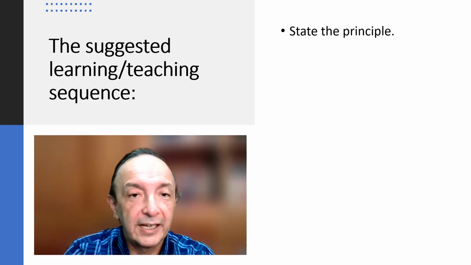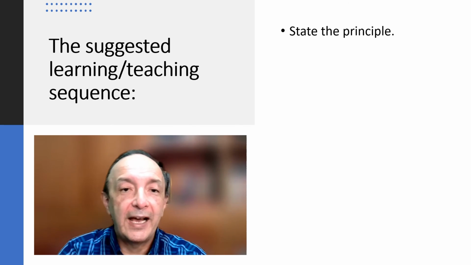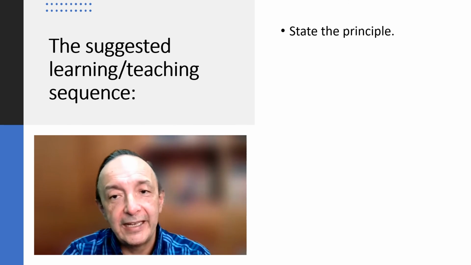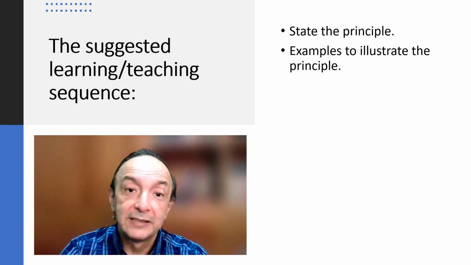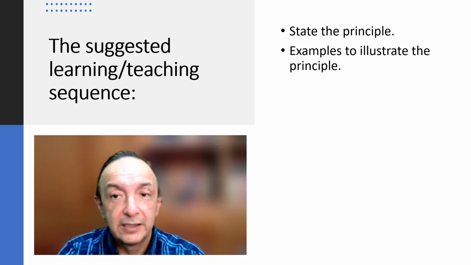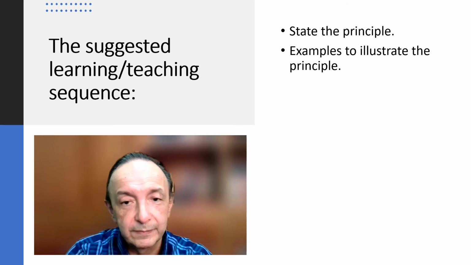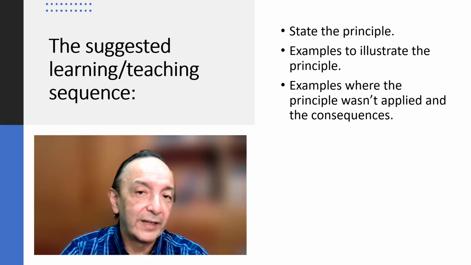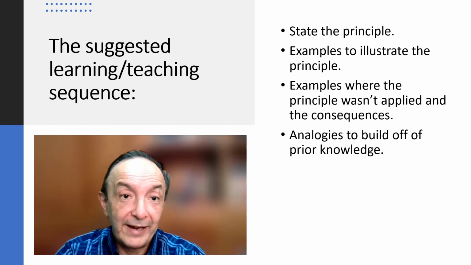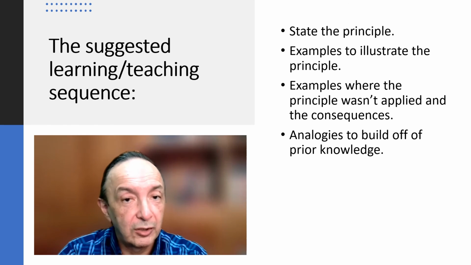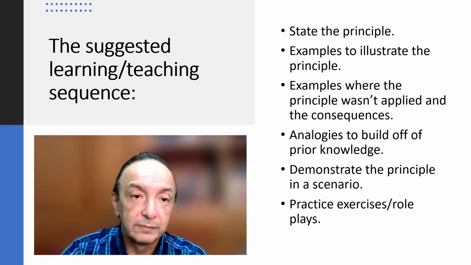The suggested learning and teaching sequence is as follows. State the principle. Provide a statement describing the principle and any guidelines that flow from the principle. Provide varied context examples to illustrate the principle being applied. Illustrate the application of the principle in typical work-related situations. Provide examples where the principle wasn't applied and the resulting consequences. Provide analogies to build off of prior knowledge. Demonstrate the principle in a scenario.